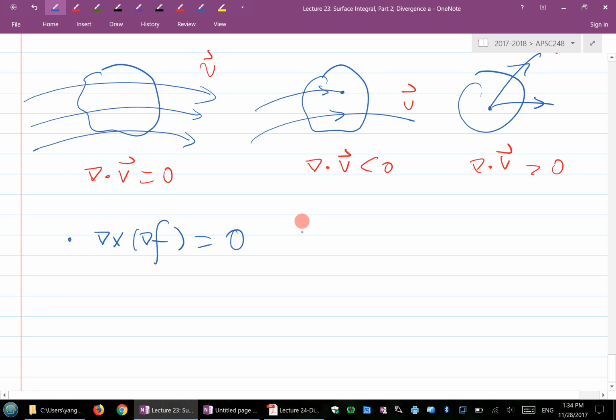There's an interesting thing here. You can use a very simple language: gradient can't curl. Okay, gradient can't curl.